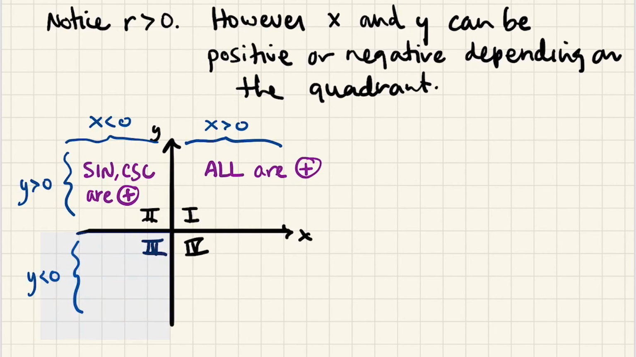In quadrant 3, both x and y are negative, which means pairing either of those with r would produce a negative ratio. However, pairing them with each other would produce a positive ratio, as a negative divided by a negative is positive. So the trig functions that involve exclusively x and y will be positive. That would be tangent and cotangent.